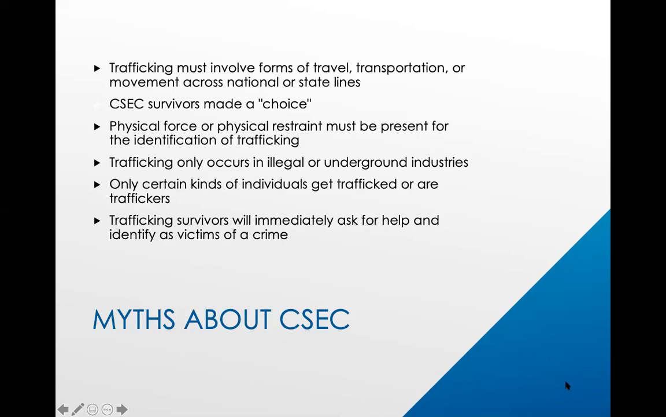So one of them is that CSEC survivors made a choice. That is completely false. A lot of the times when we would hear words like child prostitute or survival sex, we are assuming that the child in the situation made a choice to be involved in this life, which is completely not the case. So with things like survival sex, where a child maybe was having sex for money, or for a place to stay or food or shelter, that is still exploitation.